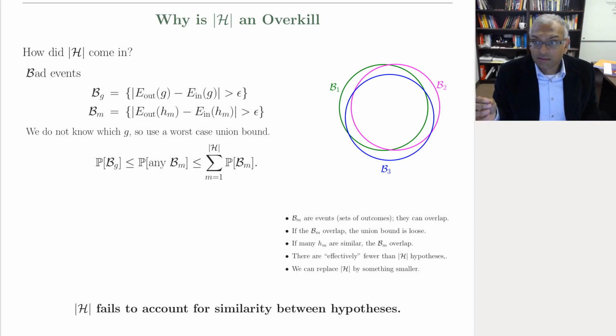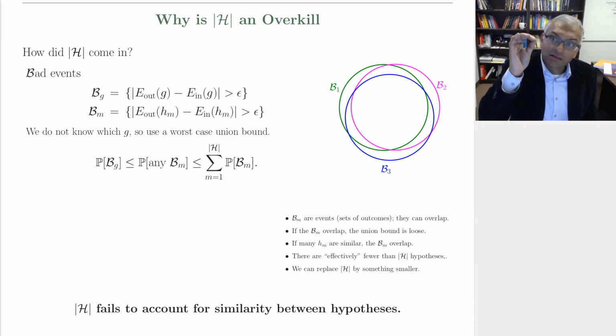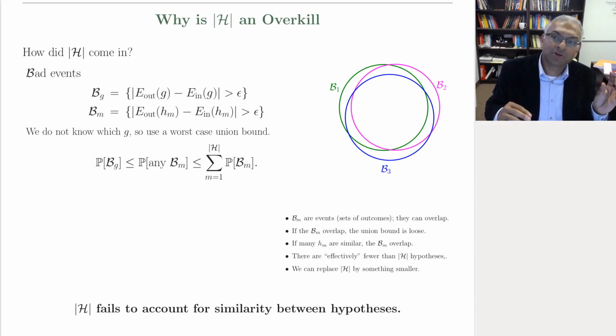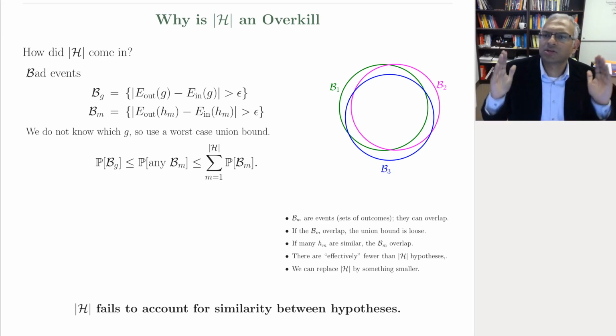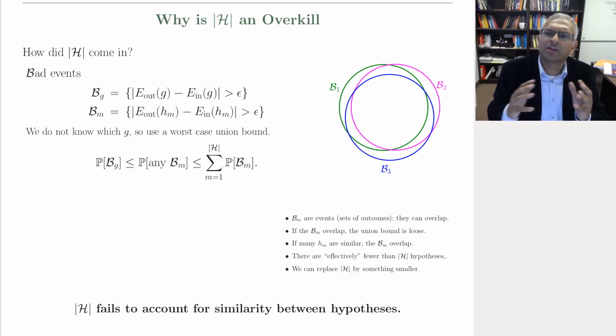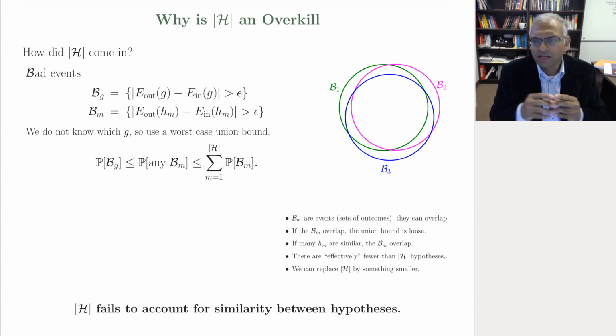The bad event that occurs for g is when its E out is far from its E in, and that was the sum of the bad events for each of the hypotheses. But if the bad event occurs for one of the hypotheses, it occurs for all the hypotheses in this hypothesis set because they're all the same. So there's a huge overlap, a huge intersection in when the bad events occur in the hypothesis set.